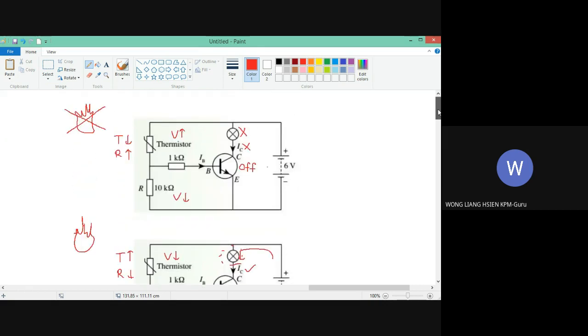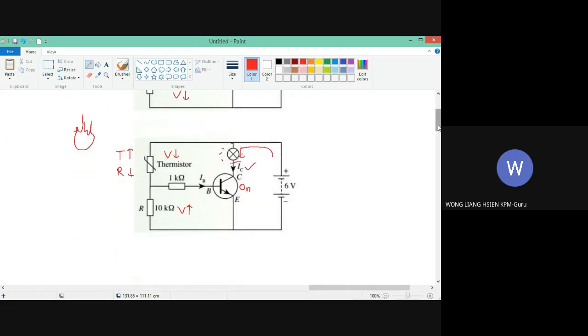So this is the example of application for the transistor as an automatic switch. By connecting different types of sensor to the transistor, you can use the transistor to do a lot of different things. Automatically turn on this, automatically turn off that, and do things automatically.